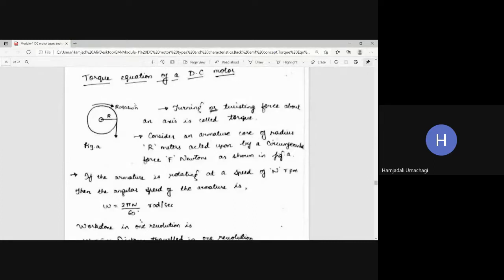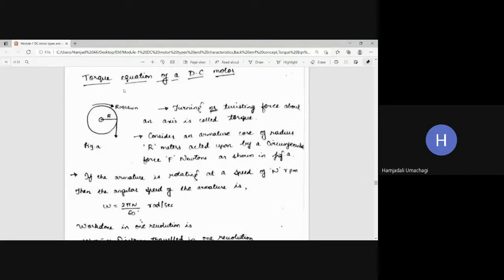So this is the armature. Whatever you have represented in the diagram here, this is the armature with radius r, and it is rotating in the clockwise direction, and this tangential arrow mark in the downward direction, whatever we are showing here, is one kind of tangential force. Okay. Now let us see.